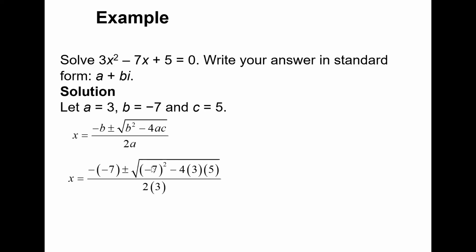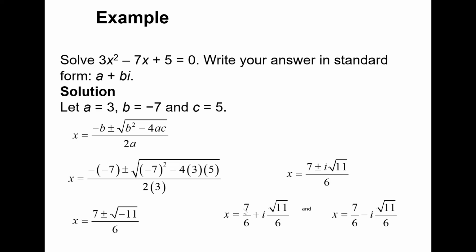So when we square that, we get a positive 49. But then we're going to have a minus 60 after that. So that gives us the -11. Hence, we're going to have our i value here. So it's going to be 7 plus or minus i square root of 11 over 6. Split that into two pieces.